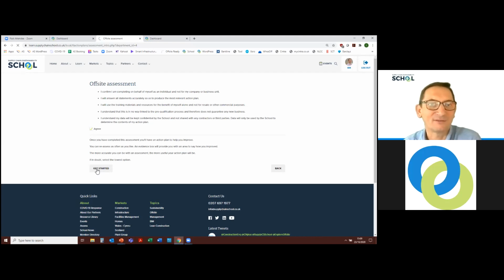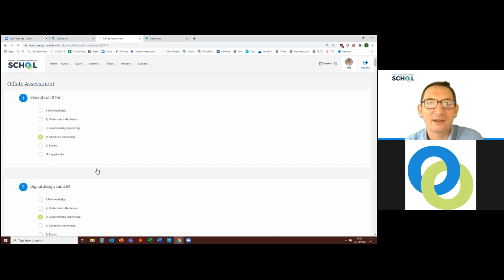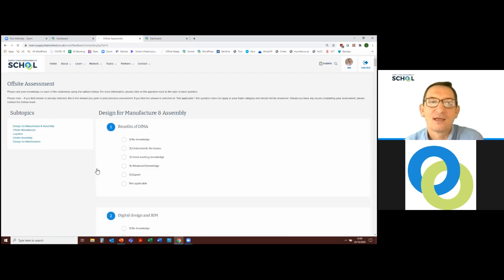A moment where the wheel of death goes round and round. We'll be starting in 1 second's time. And what we'll do, remember, as I explained, is that we will go round the 5 different topics we looked at within Offsite. You can see those on the left-hand side: design for manufacturing assembly, Offsite manufacturing, logistics, Onsite assembly, and design for maintenance.